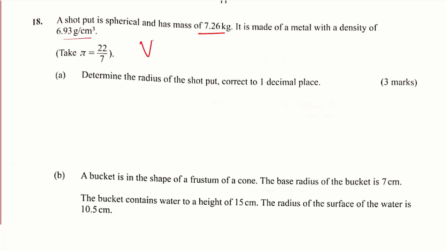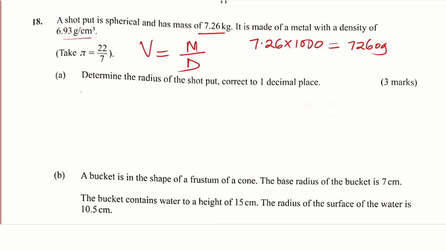So to get the volume, volume is given by mass over the density. I need to be very careful, since you can see the mass is given in kilograms, so you need to convert these into grams, since the density is given in grams per centimeters cubed, so that you can have uniformity of these units. So multiply this by 1000, and this one will give 7260 grams. Now we can proceed and get the volume.